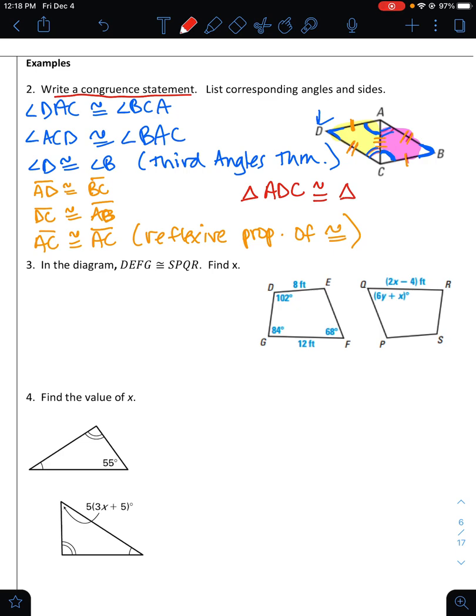Now I need to name the other triangle in a corresponding order. So I'm going to look at segment AD. Segment AD was congruent to segment BC. So I need to start with BC and then move my way up to A, because everything has to match up. Let's just make sure that worked that way. I have A out to D over to C.